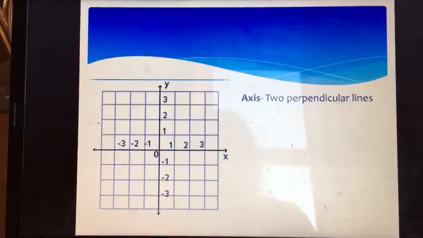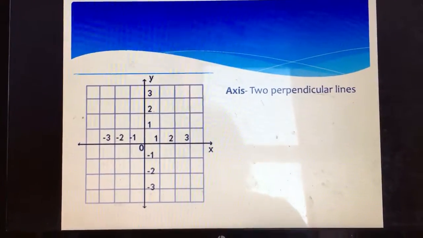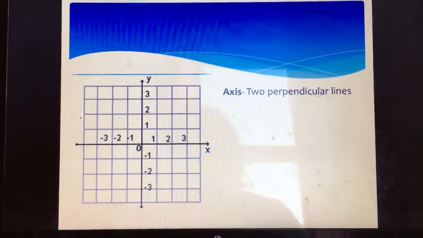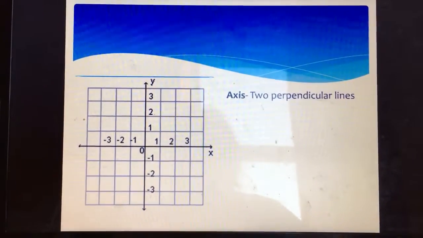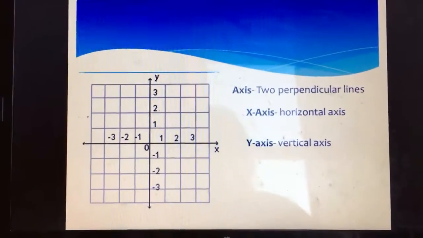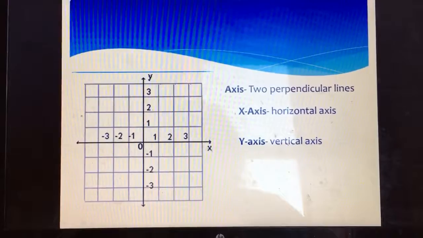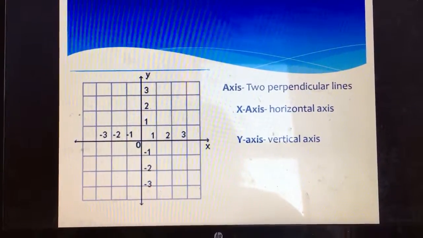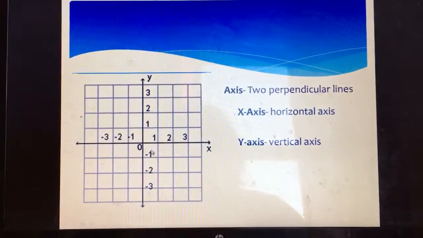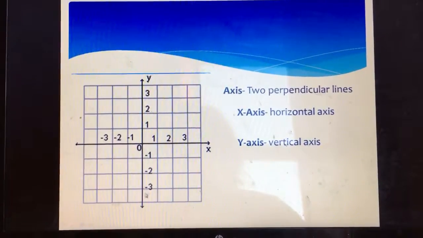But here is where the two lines intersect. Another key term that you will need to write in your journal is axis, and it is two perpendicular lines. And you will find out that we have an x and a y axis. The x-axis is the horizontal axis, which is going across here. The y-axis is the vertical axis that goes up and down.